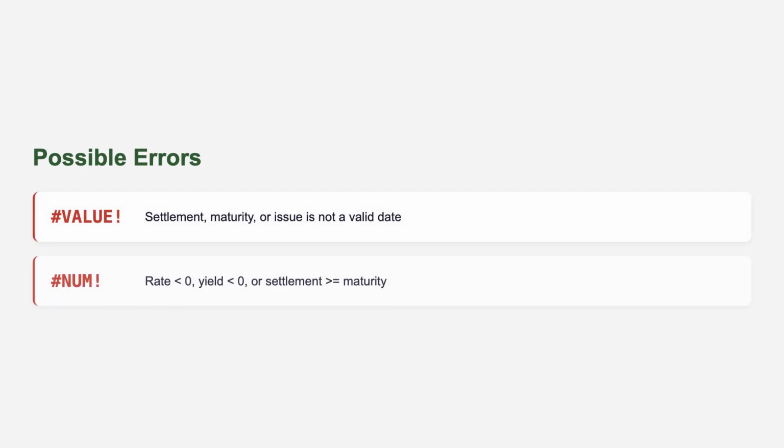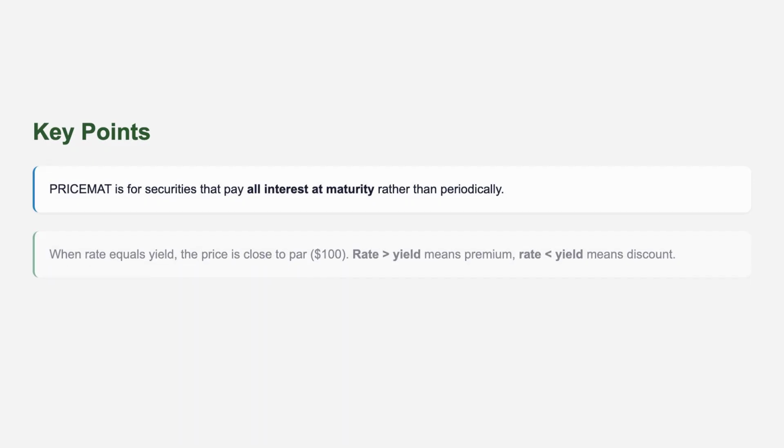Watch out for common errors. A value error occurs when settlement, maturity, or issue is not a valid date. A num error occurs when the rate is negative, the yield is negative, or the settlement date is on or after maturity.